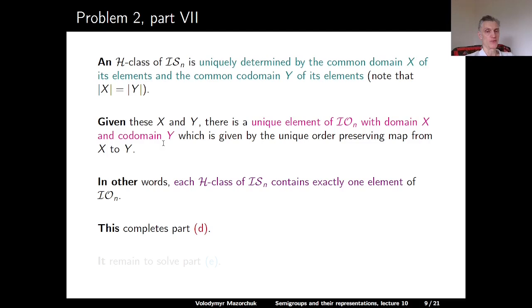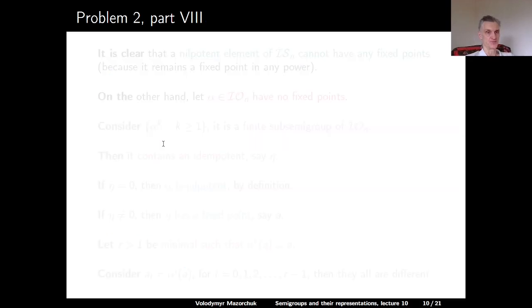So it remains to solve part E about nilpotent elements. So we need to prove that an element of ION is nilpotent if and only if it doesn't have fixed points.